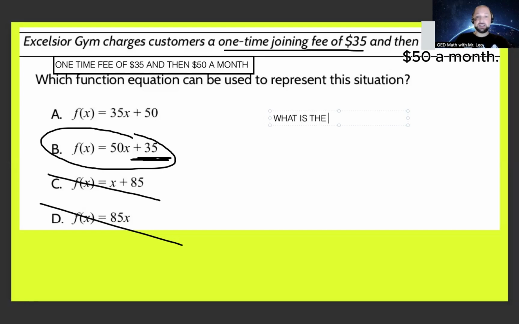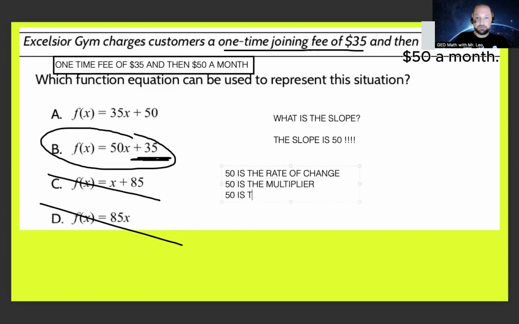But what is the slope? Do you know? The slope is 50. It's 50 because 50 is the multiplier. It's 50 because 50 is the rate of change. Every month it goes up $50. The graph will have a slope of 50. Okay, great. Let's move on.